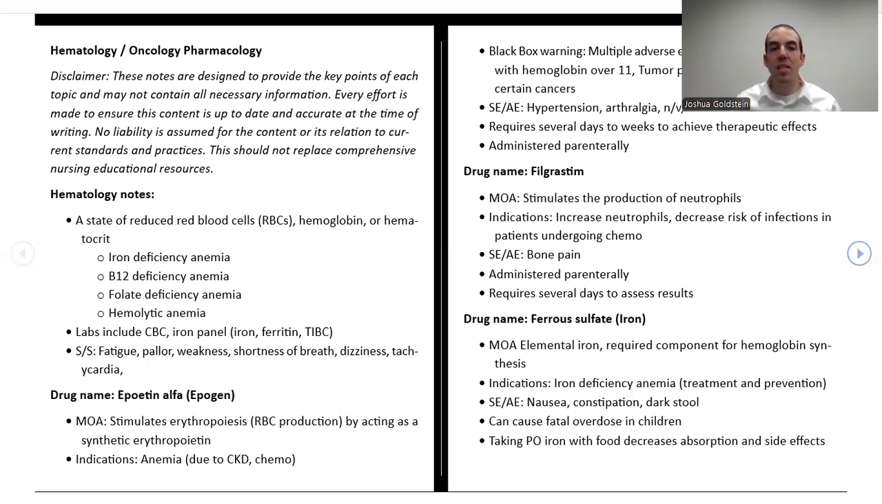Next, we have ferrous sulfate. This is for the iron deficiency anemia that we talked about very first. Ferrous sulfate is iron, and it's a required component for hemoglobin synthesis. What do we use it for? We use it for iron deficiency anemia for both treatment and prevention.